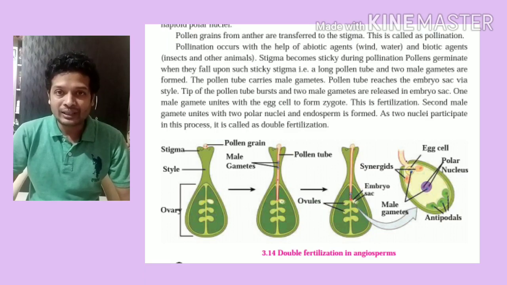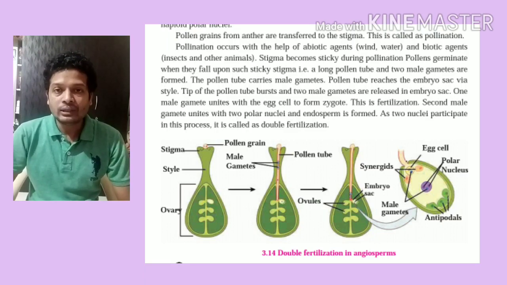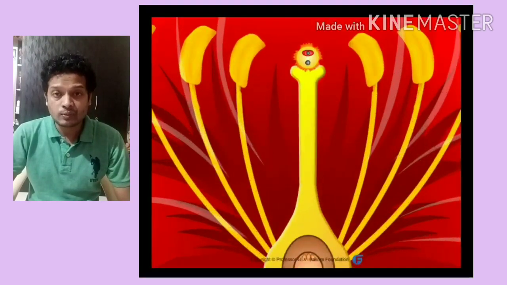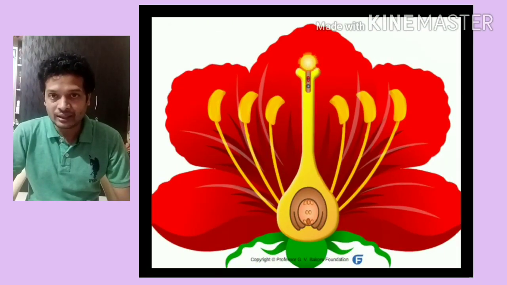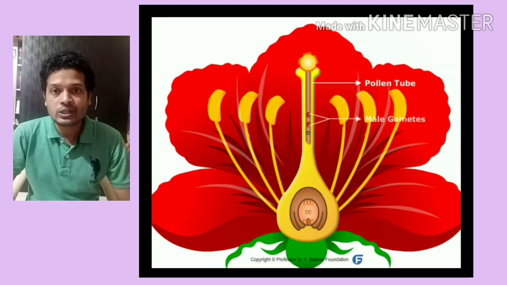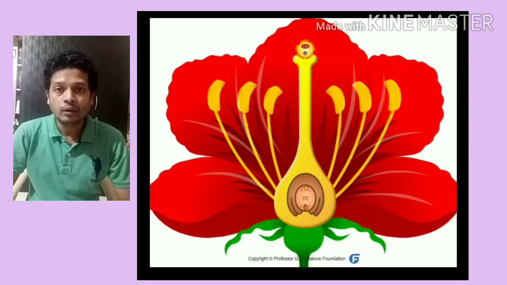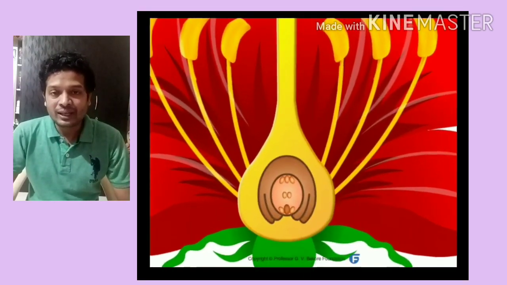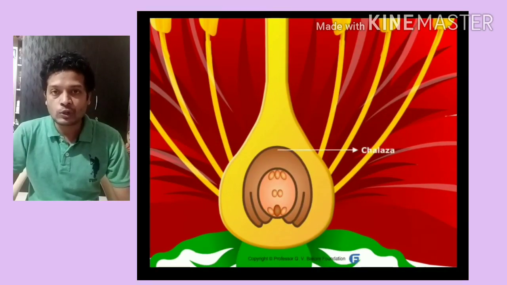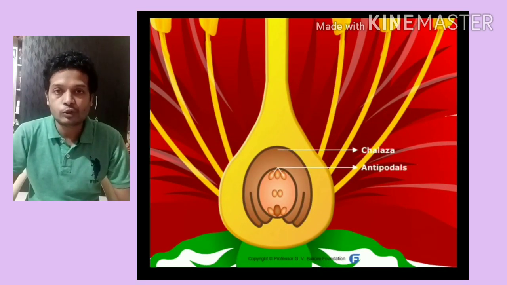Now after pollination, the pollen grain inside it consists of 2 male gametes. Once it reaches the sticky stigma, it starts growing inside the style and it forms a tube which is called pollen tube. So this pollen tube starts traveling through the style towards the ovum. Now when it is traveling, the tube consists of two male gametes which travel towards the ovum.